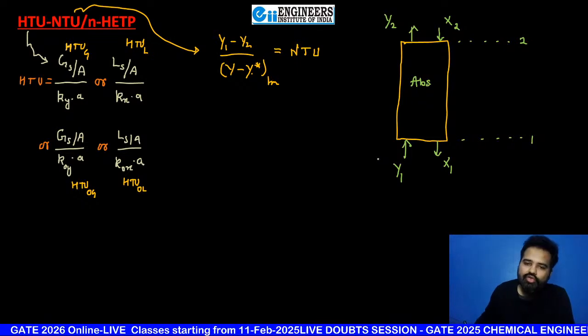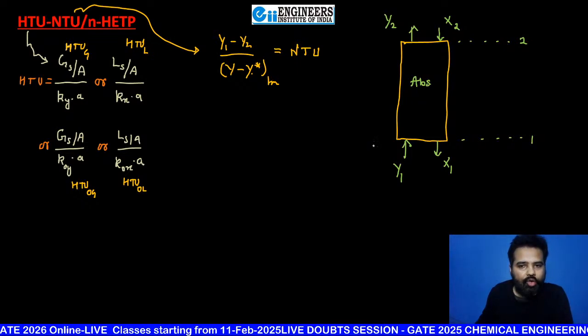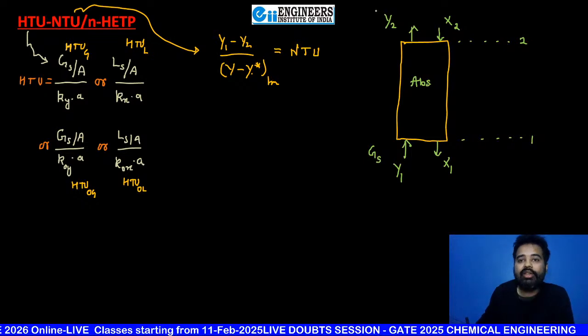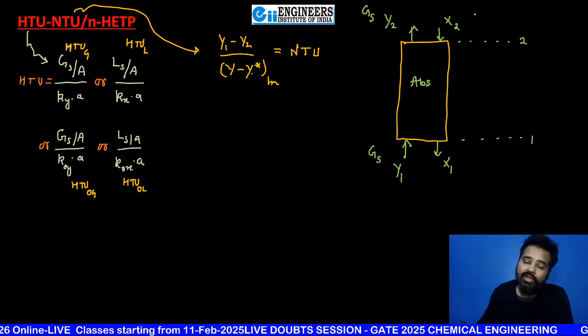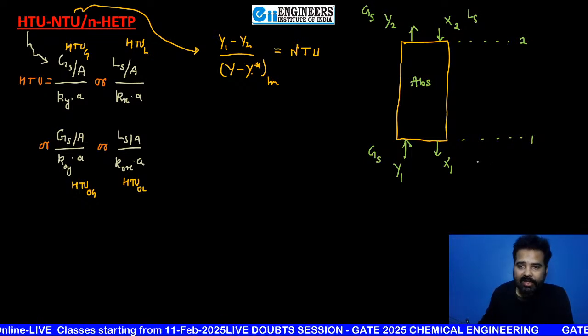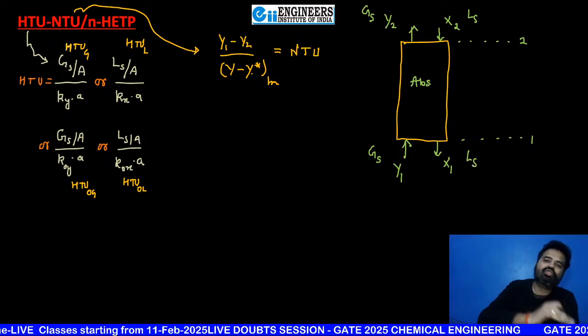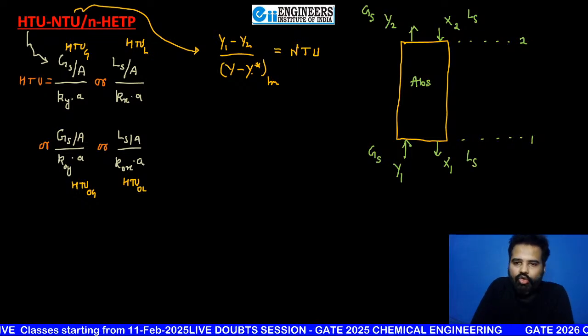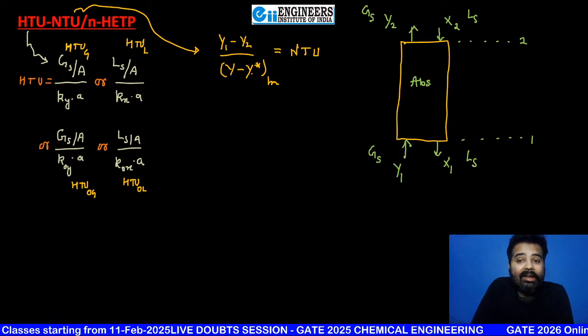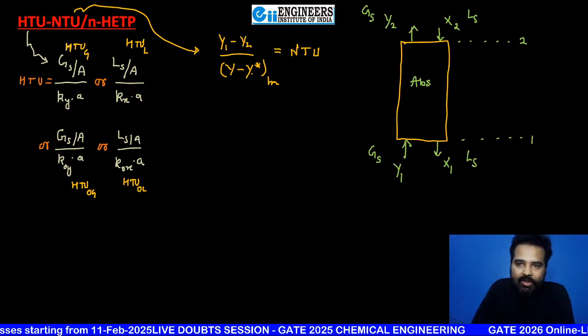Every time you will use solute-free amount of your gas. So this is GS, this is GS. GS is not going to change. Similarly here this is LS, this is LS. So calculate it like this: 1000 total G, 80% solvent, 20% solute. So 800 is the value of GS. In this manner you have to calculate all of these.